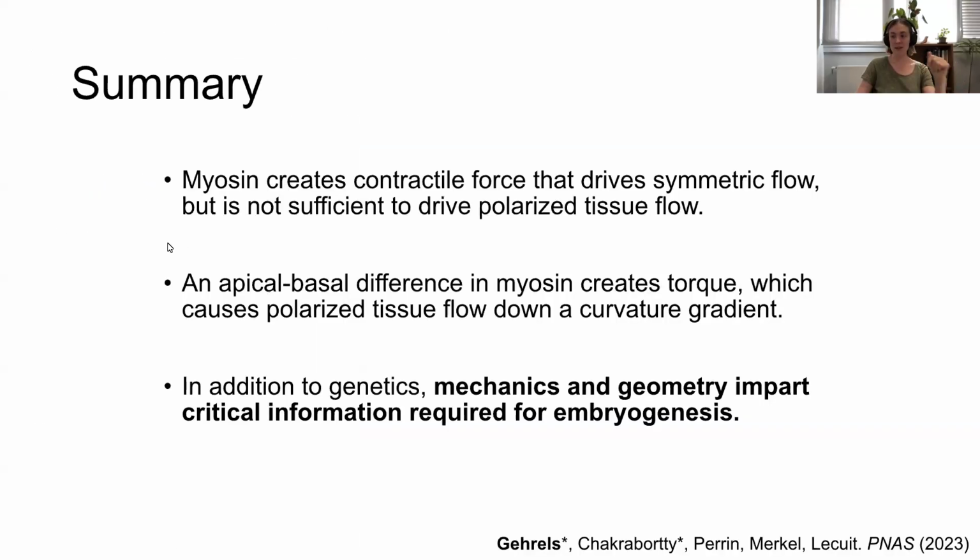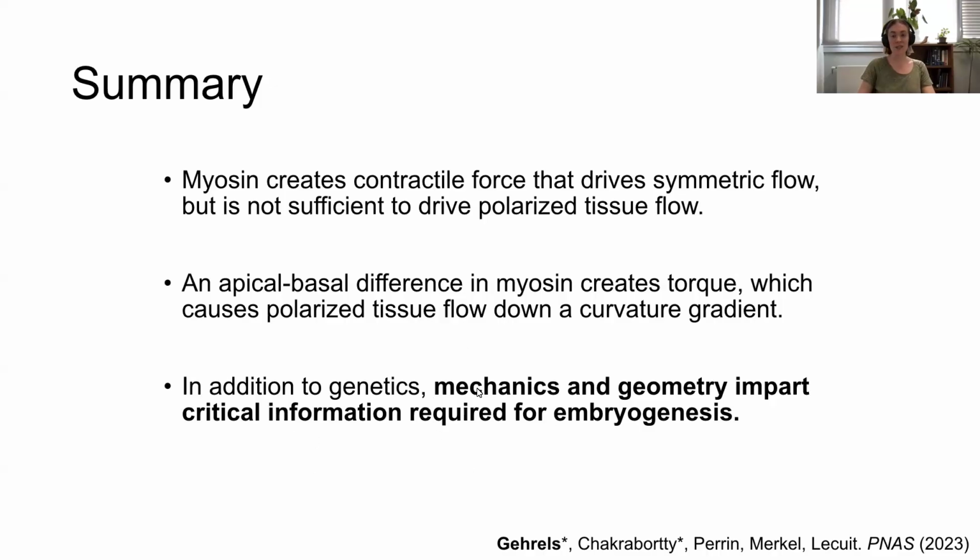So with that, I'll summarize. What I showed you today is that the motor protein myosin in embryos can generate contractile forces that are enough to generate symmetric tissue flows, but that alone can't drive polarized tissue flow. What you need is a difference in the apical and basal concentration of myosin, which creates a torque that leads to polarized tissue flow of that patch of myosin away from regions of high curvature.